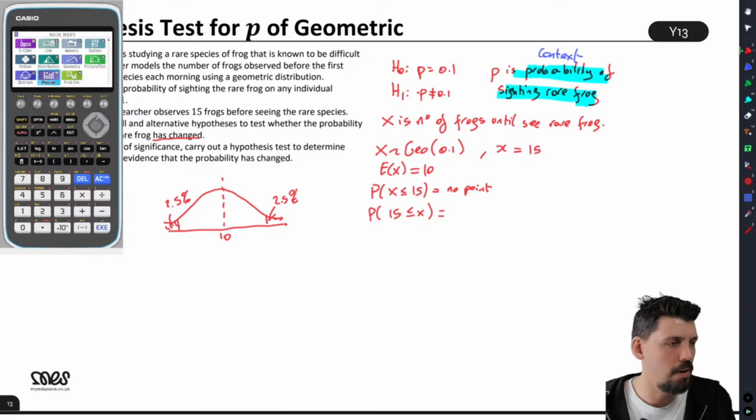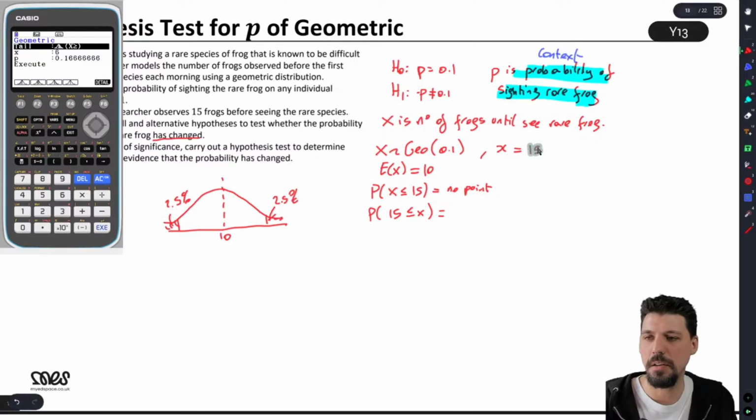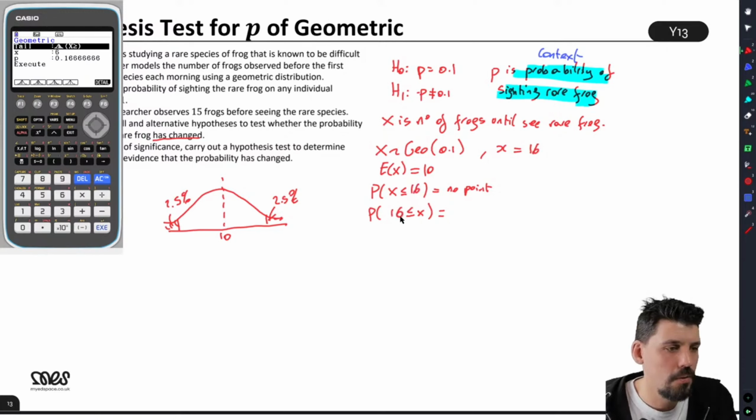Let's go to the distribution mode again. I do like the distribution mode. Is it going to do geometric for me? Yes, it is. Now, in fact, it's not 15. I'm going to change this to 16. Why am I going to change this to 16? So we do need to change this to 16.